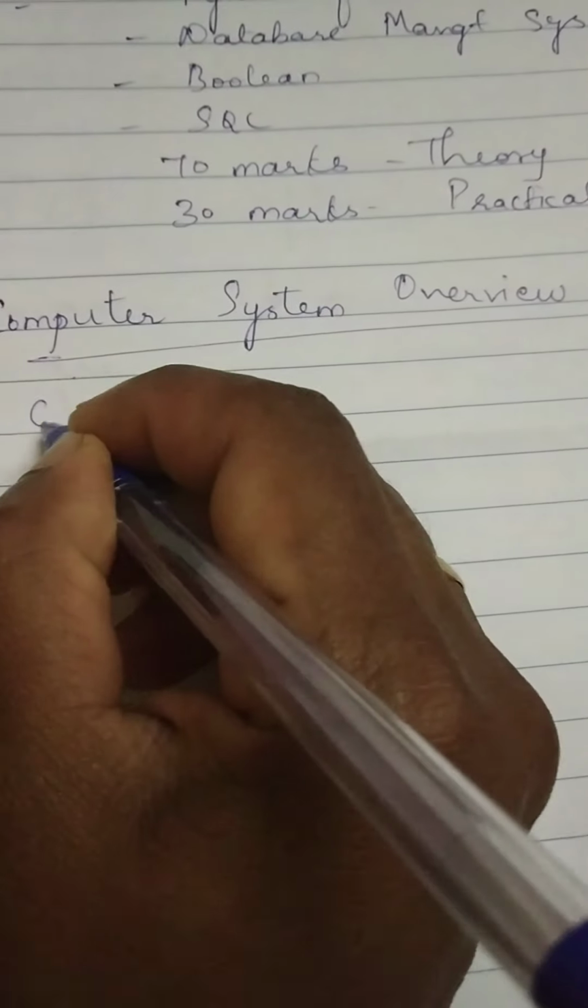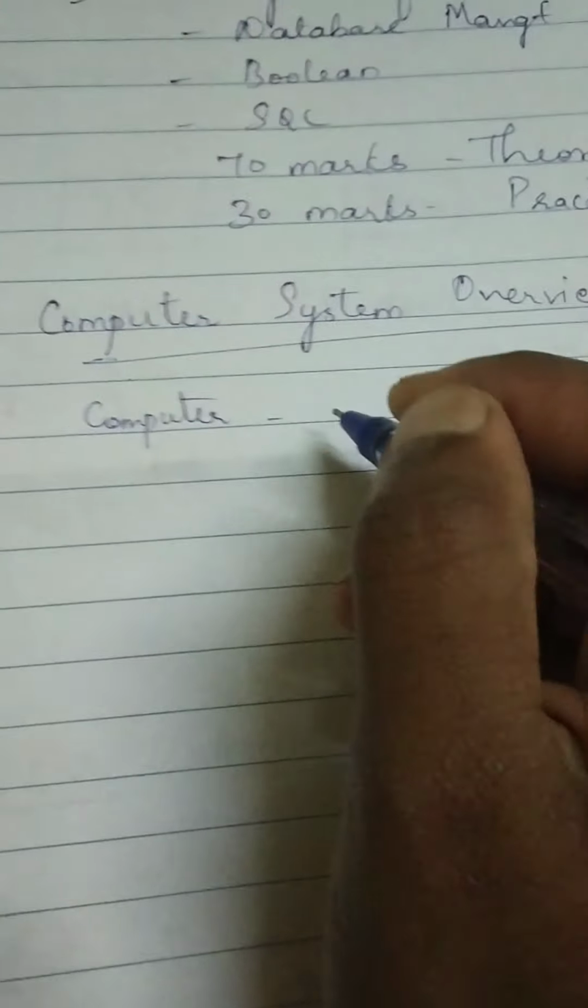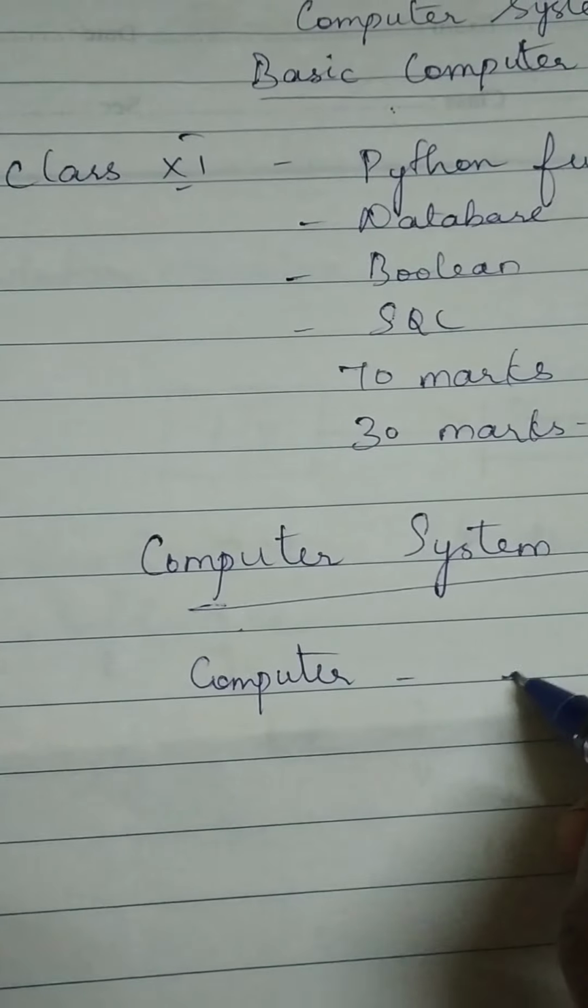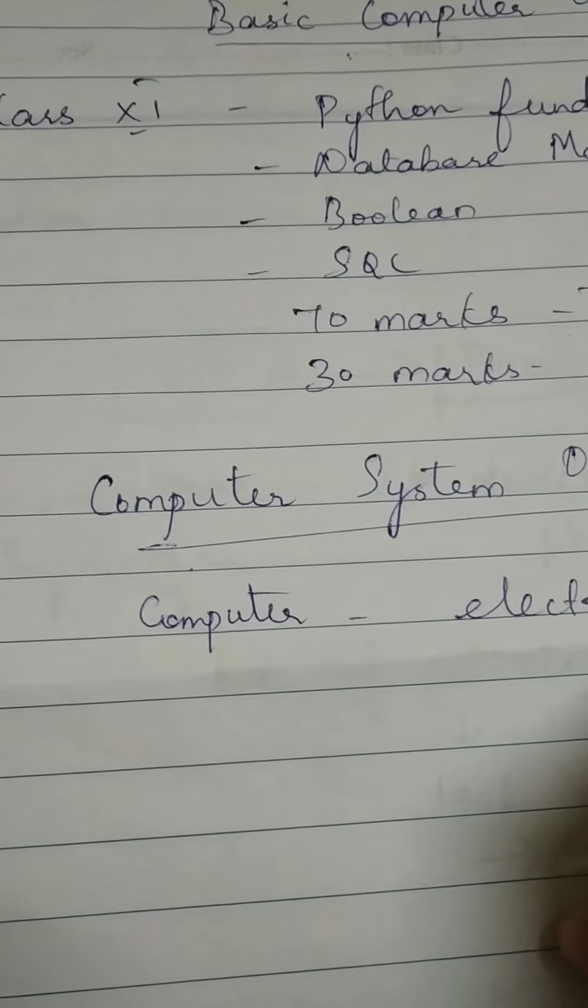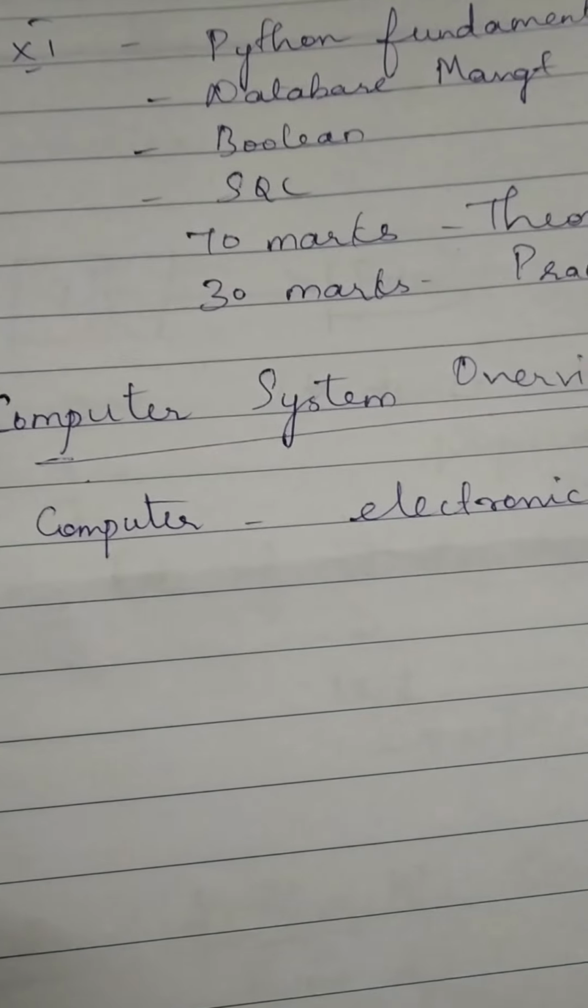First, we'll learn what a computer is. See, a computer is generally an electronic device, because whatever message or task you give, it is going to perform that task and give you the output. So you can call a computer a device which helps you perform any task, and from the same computer you will get the output.